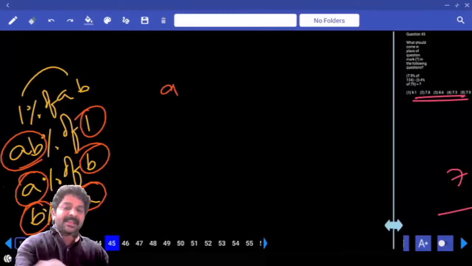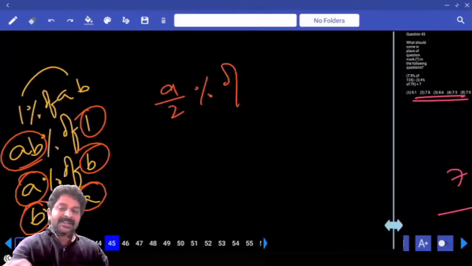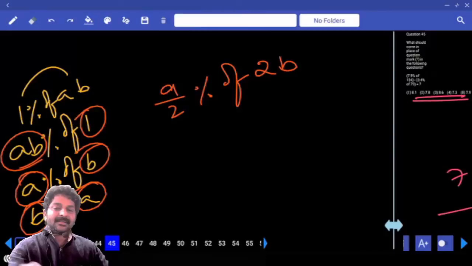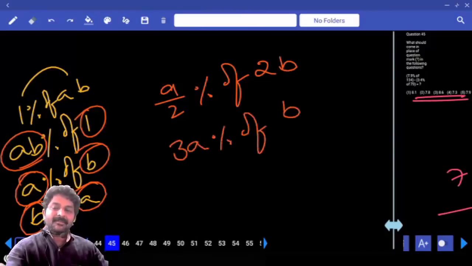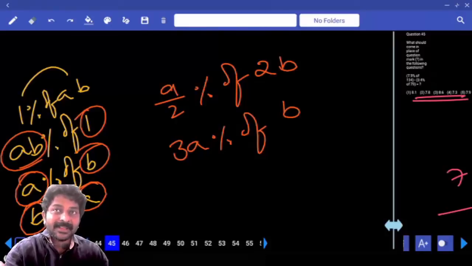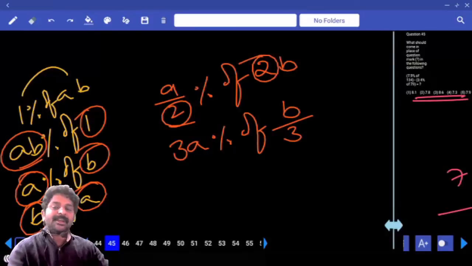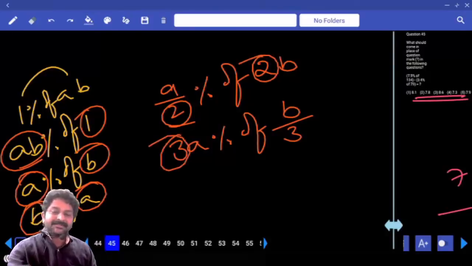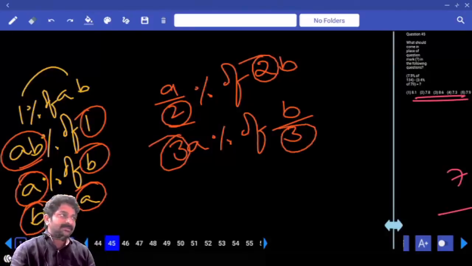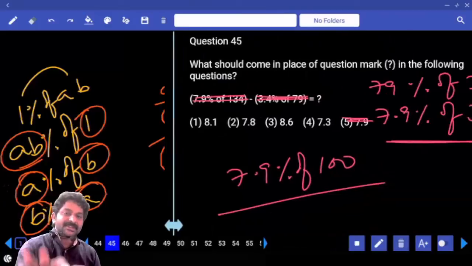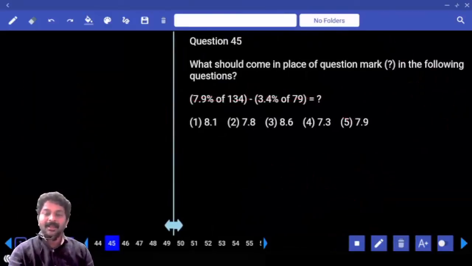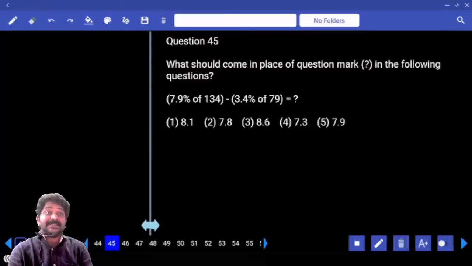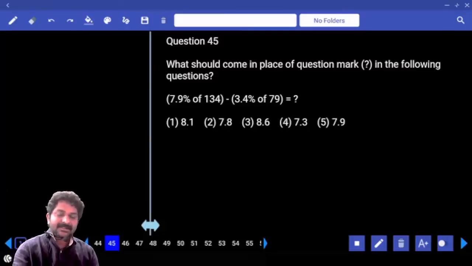You can also write it as A by 2 percentage of 2B. 3A percentage of, come on, fill the gap, B by 3. In place of 2 you can write whatever number you want. In place of 3 you can write whatever you want to write. You can change it, no problem at all. Order has no importance in percentages. Next.